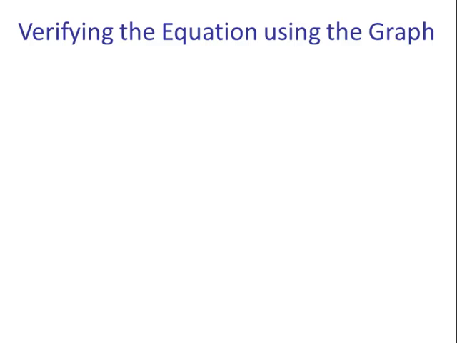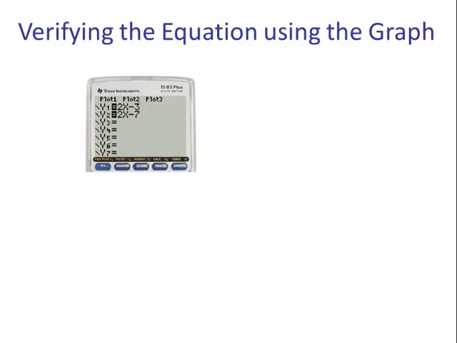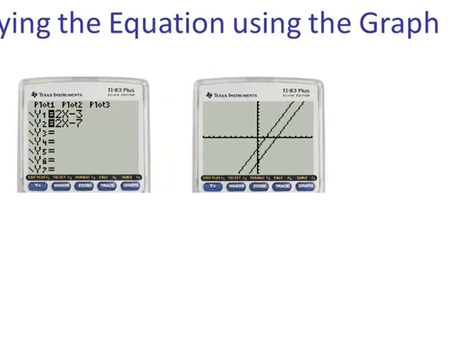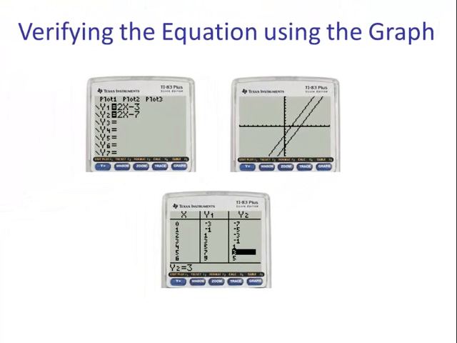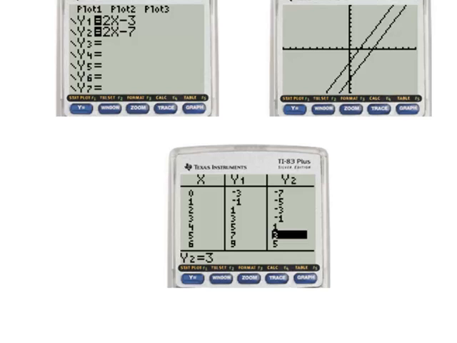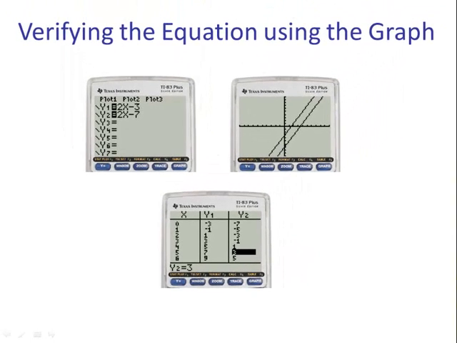To verify this using a graph, we go to the graphing calculator. We hit the y equals button. We type in the first equation that was given, which is 2x minus 3, and then we type in our answer to the question, which is 2x minus 7. We hit graph. We can see that the two lines are parallel. And then when we hit our table feature on the second equation, when x was 5, y is 3. So it is containing the point (5, 3). So we have verified the answer.